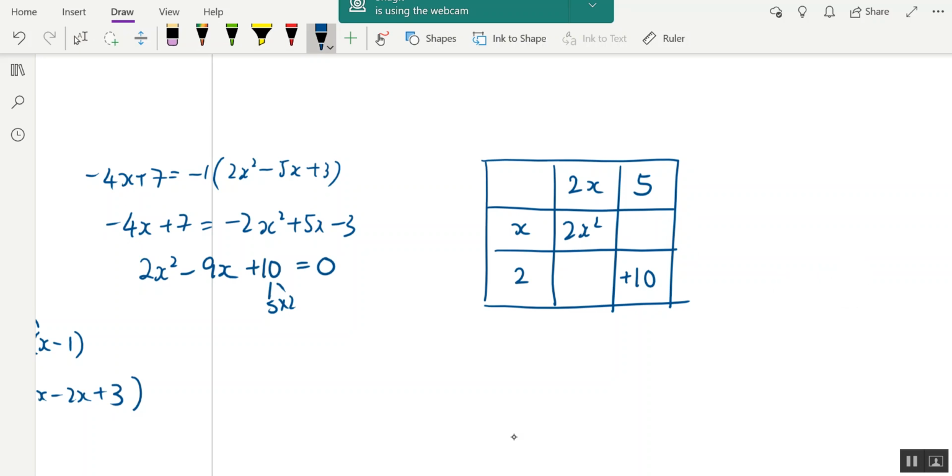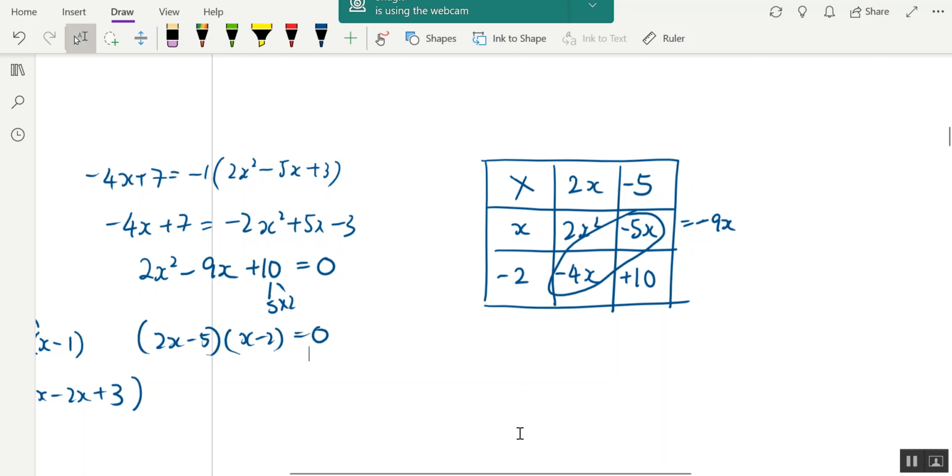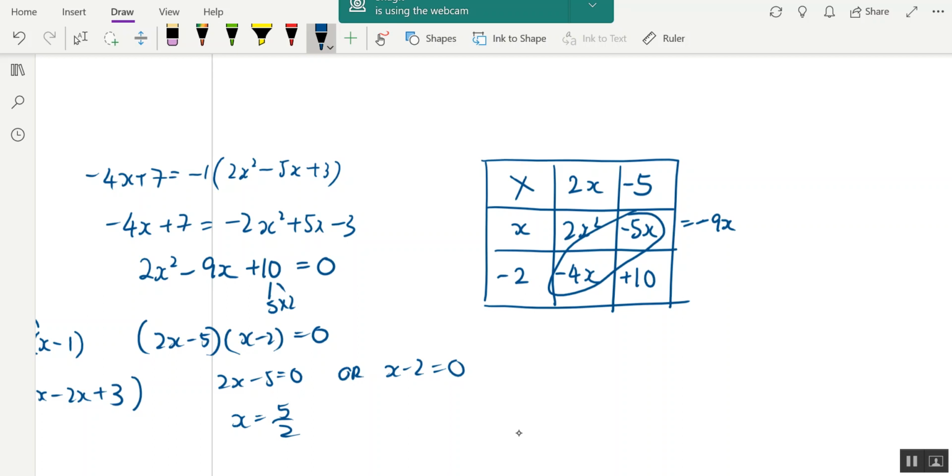2x multiplied by 2 will be 4x. This will be 5x, minus. This must be your check, which equals negative 9x, and everything else works out. So this means that this is 2x minus 5, x minus 2 equals 0. After that, we can say that 2x minus 5 equals 0, or x minus 2 equals 0, which means x equals 5 over 2, or x equals 2.